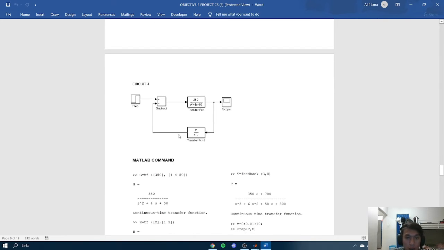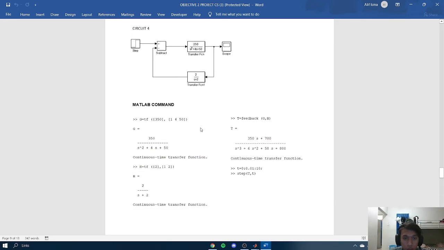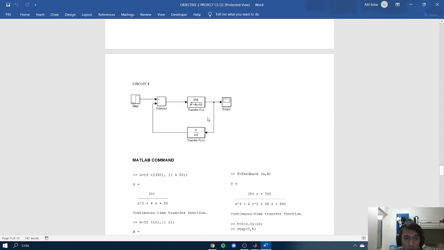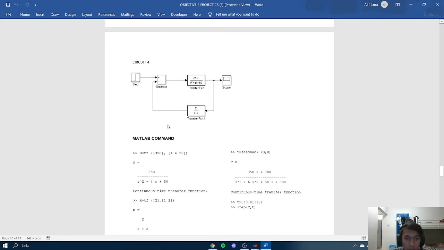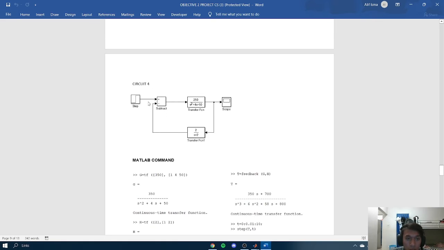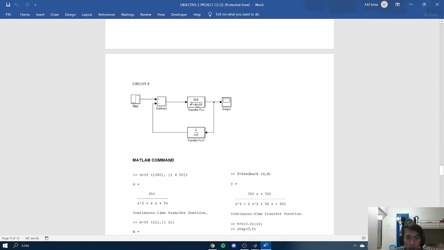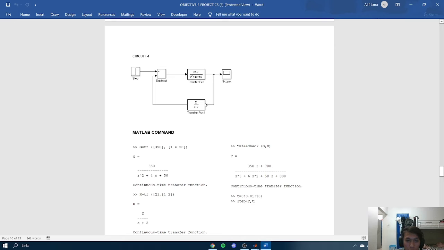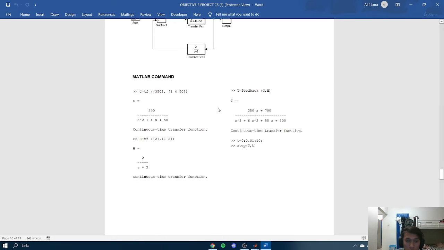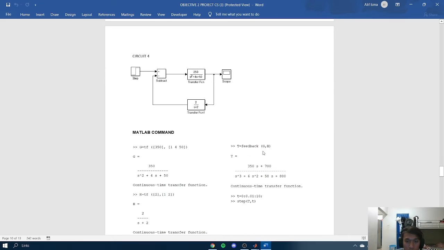And for the last one, this circuit is different from the others because I have two transfer functions here. First, you need to add another transfer function here, and then the numerator and denominator here, no need to change. It is the same. For transfer function 2 here, you just need to put 2, 1, and 2, and then feedback.